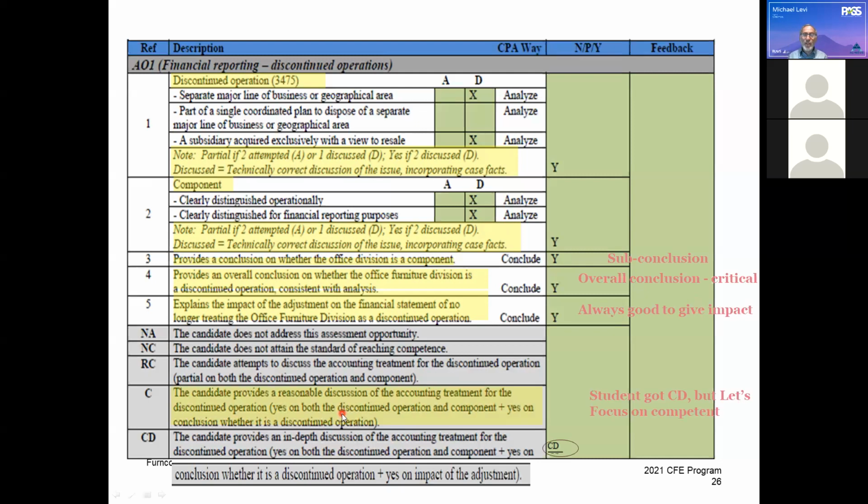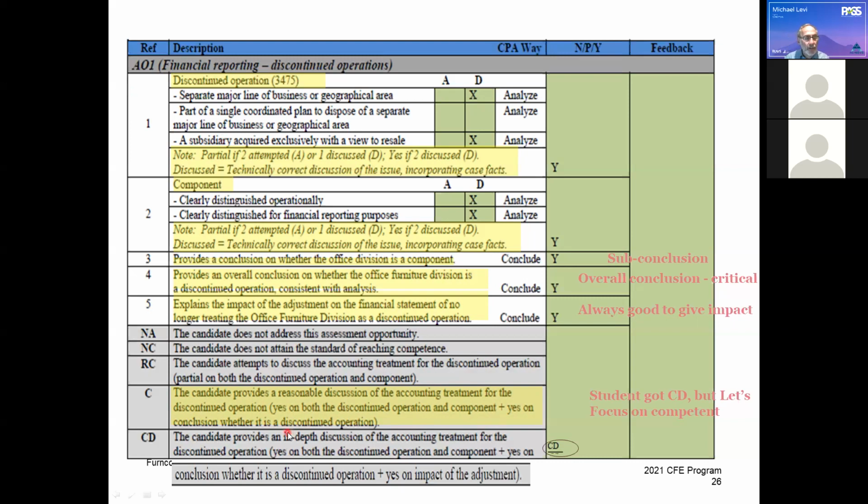Let's take a look at what you needed to do to get competent. Our student actually got CD, but I don't think we care much about what you need to do to get CD because we're aiming for competent. So let's look at what's in the brackets because that's really what's dear to our hearts. That's what we care about. Yes on both the discontinued operation and component. So you needed a yes on 1 and 2.